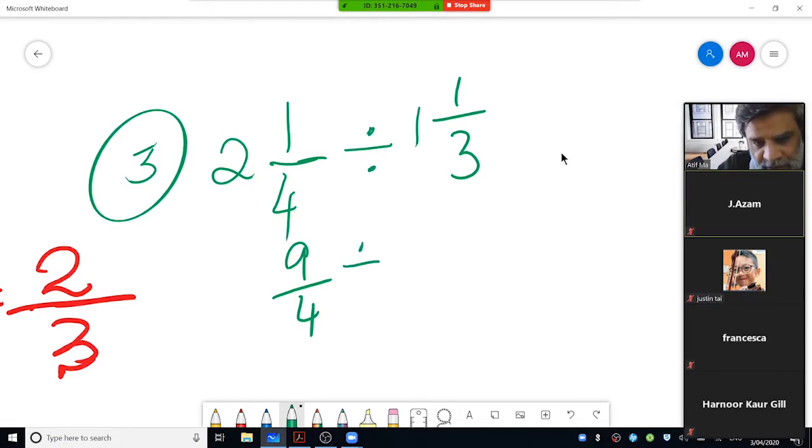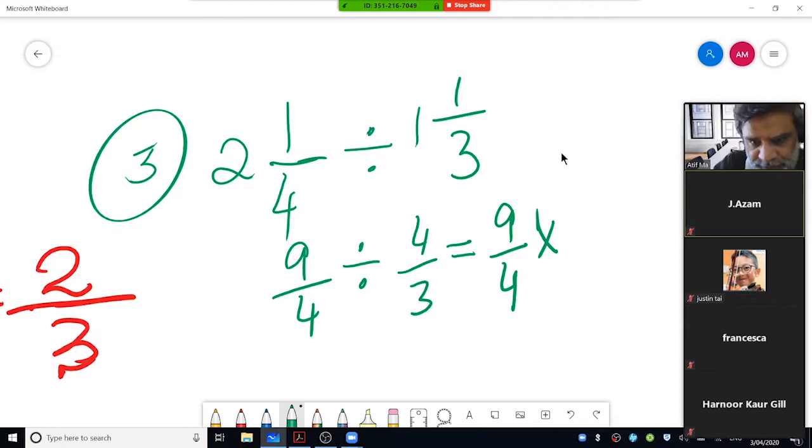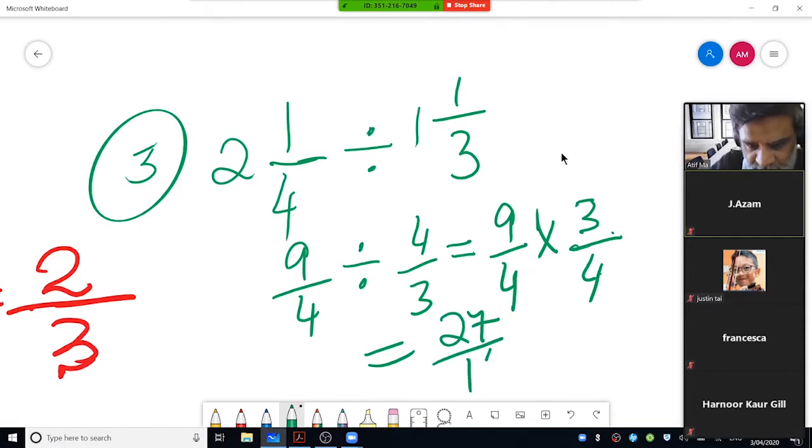And we remain now still in division. 3 times 1 is 3, and this becomes 4 over 3. And in the next part, we would change it. So it becomes 9 over 4 times, and the reciprocal of 4 over 3 is 3 over 4. So this thing becomes 27 over 16.